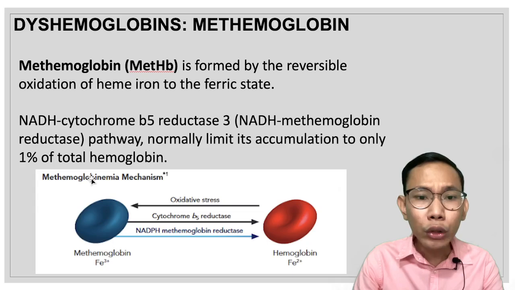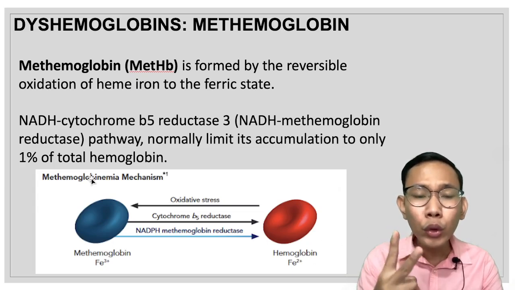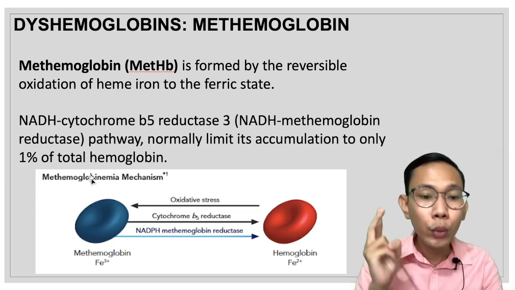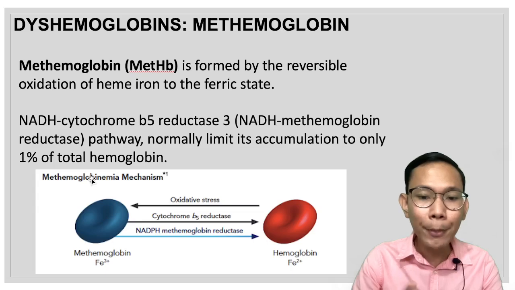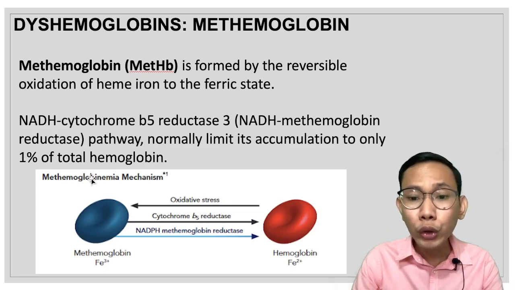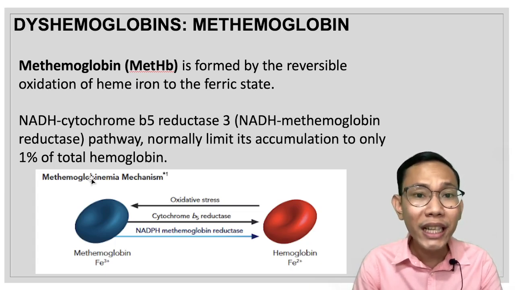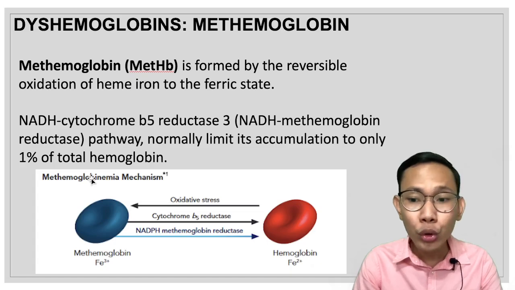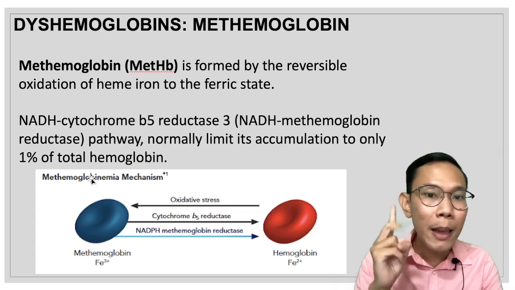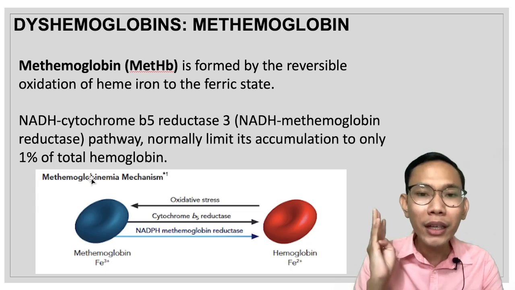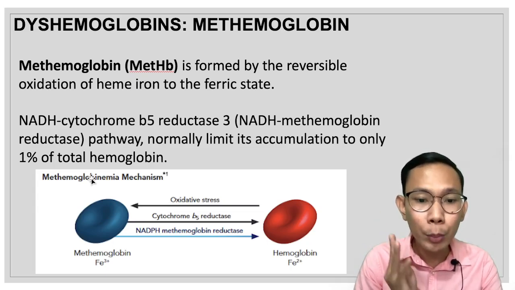However, in certain conditions, we have two different types of methemoglobinemia. We have the acquired and the inherited type. In our acquired form, also termed toxic methemoglobinemia, it occurs in an individual after exposure to exogenous oxidants such as nitrates, primaquine, dapsone, or benzocaine. These are the most common causes of acquired methemoglobinemia.